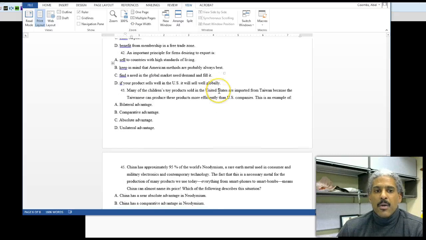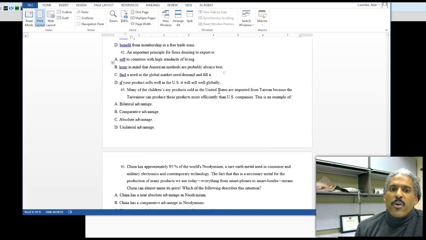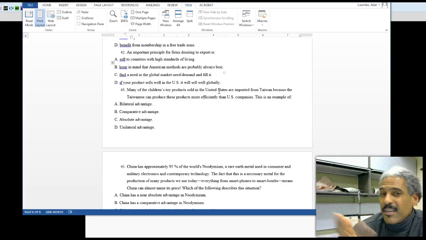Let's continue on. 42. An important principle for firms desiring to export is C. Find a need in the global market, need and slash demand and fill it. C is the best answer. A is possible, and that's why I paused there. To sell countries with high standard of living. That's the idea of can they buy your product. But more important than that is actually C, the demand to fill the need.